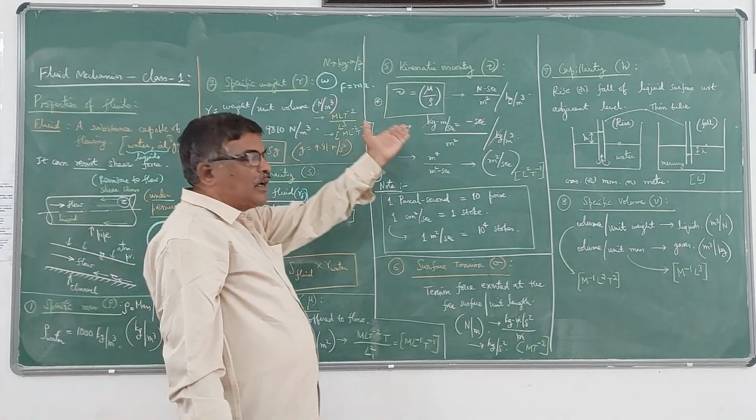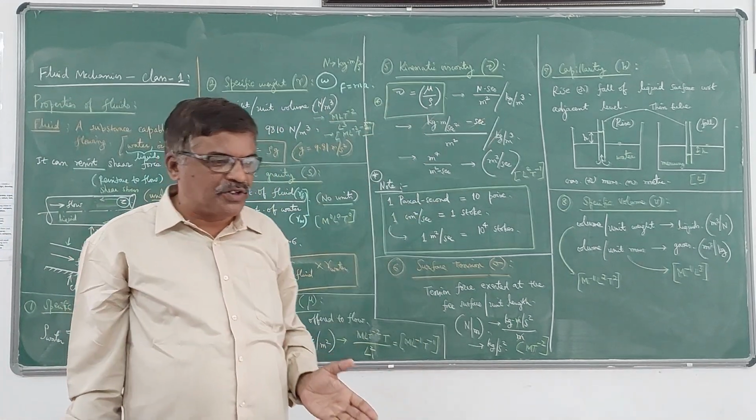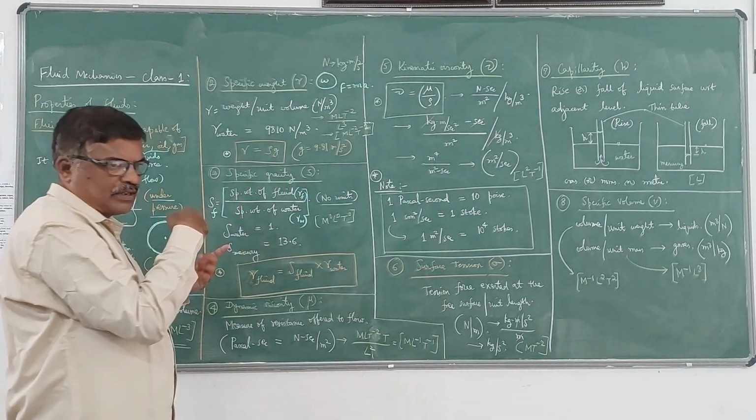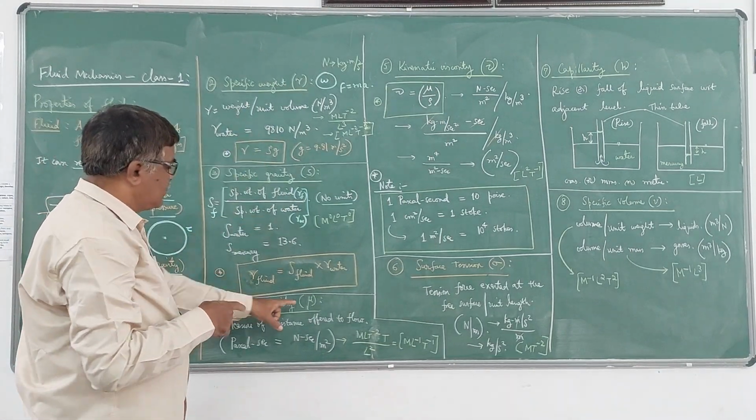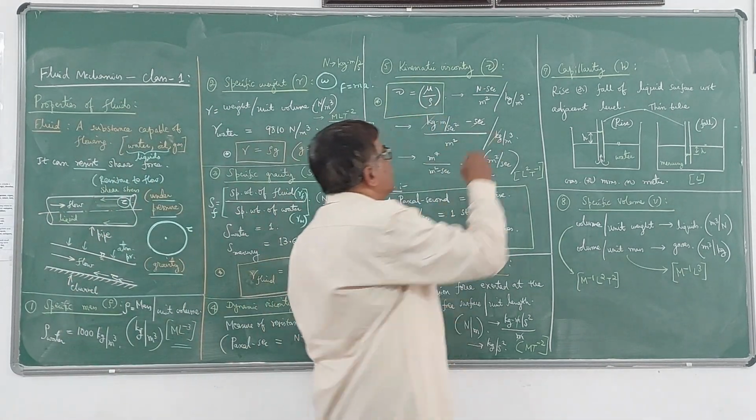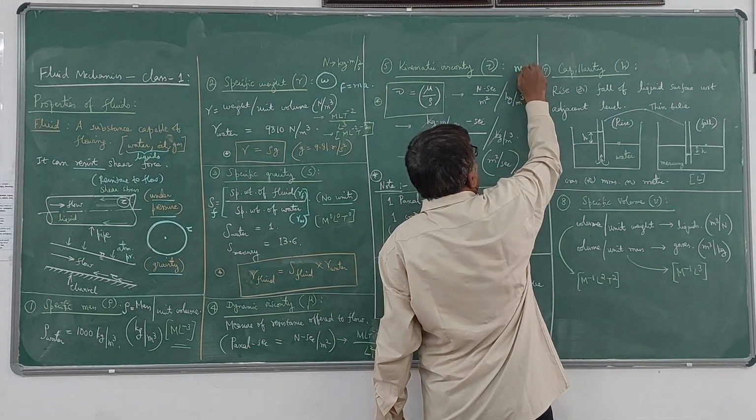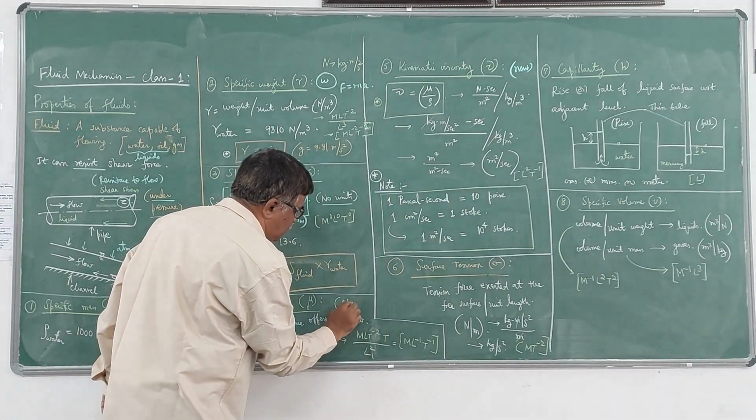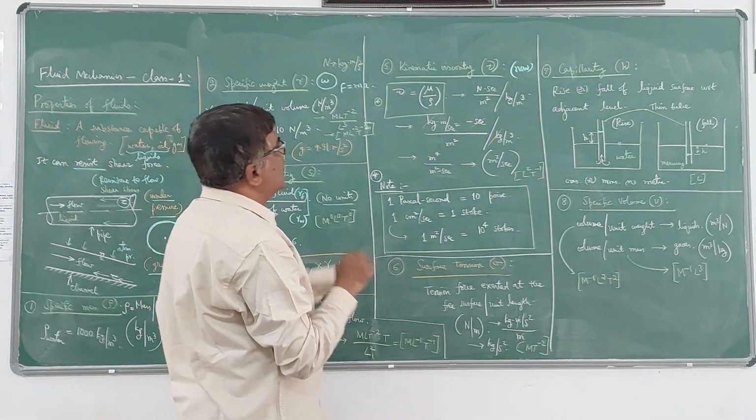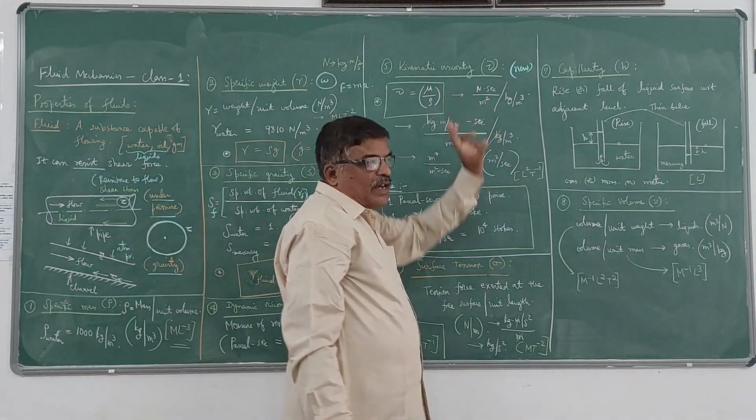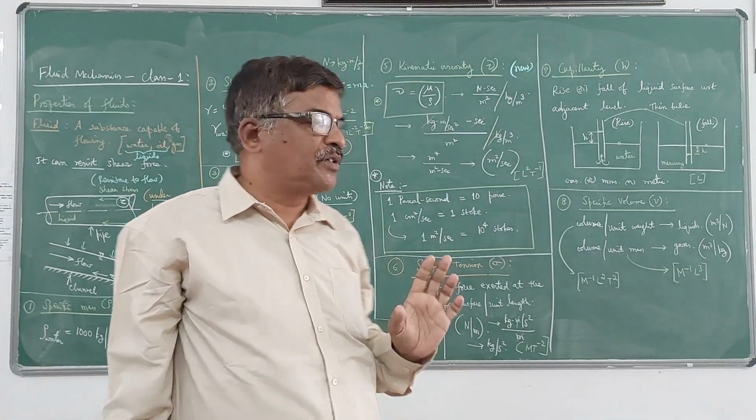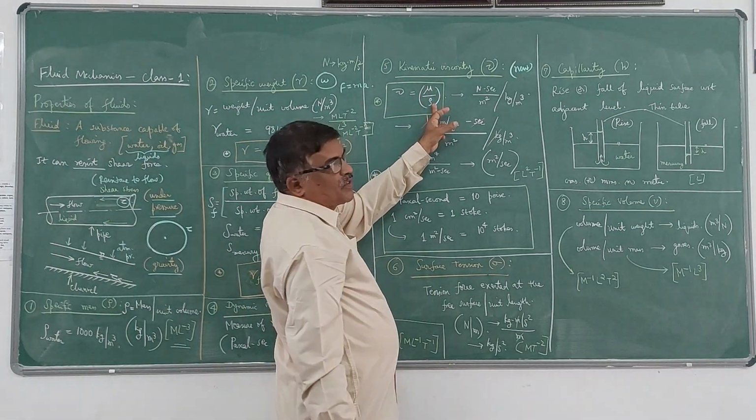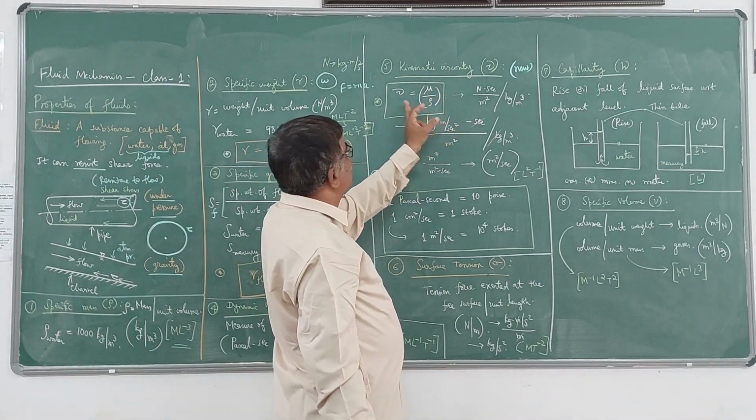Now there is one more viscosity called kinematic viscosity, denoted by nu. All these are Greek letters: rho, gamma, mu, nu. This is denoted by nu, like this. This is mu. Kinematic viscosity of a fluid is defined as the ratio of dynamic viscosity to its mass density. Mu divided by rho is nothing but nu.